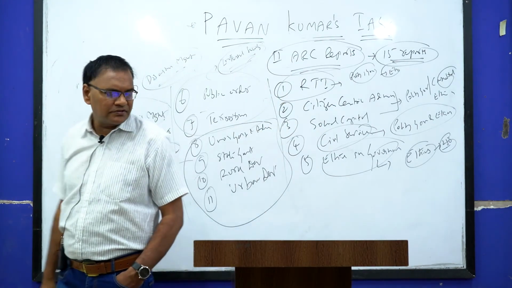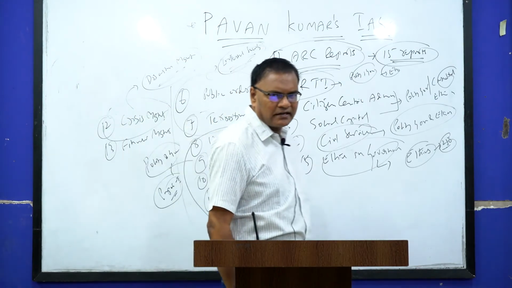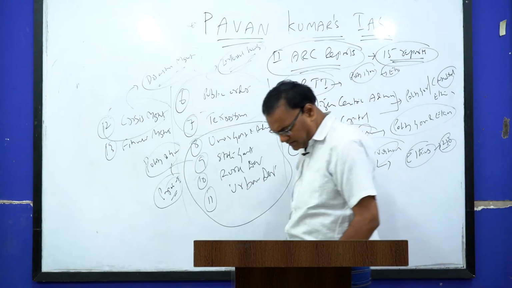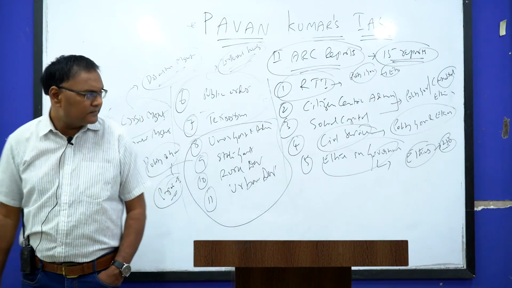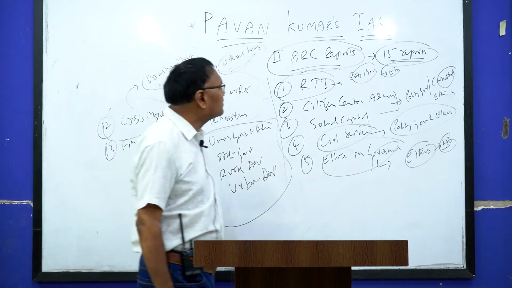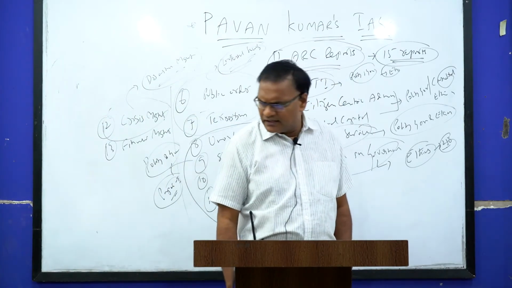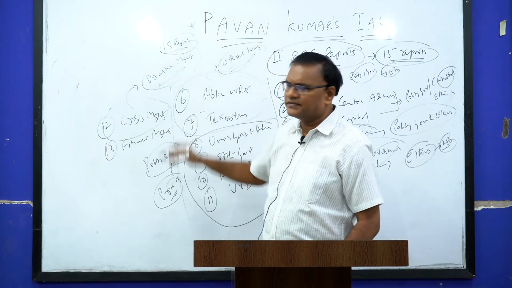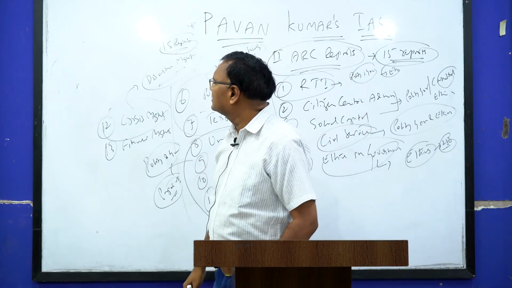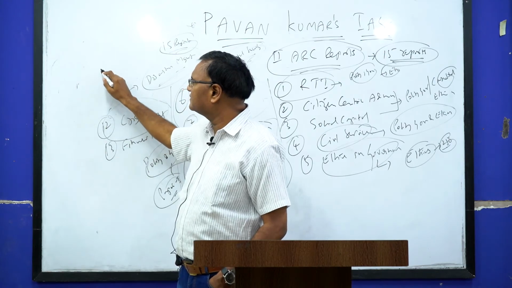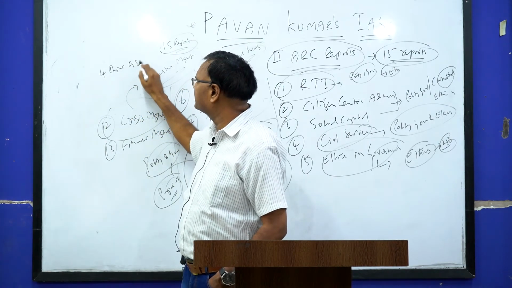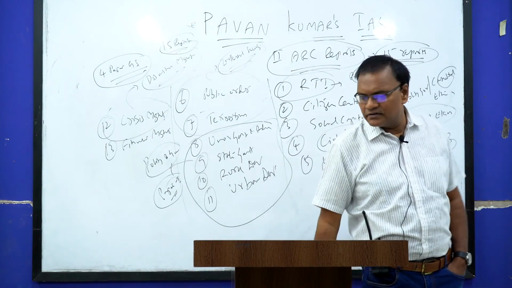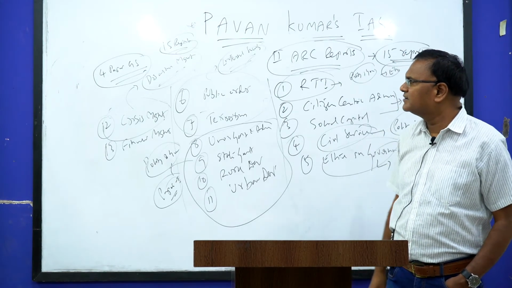So what you must remember here is that if you take all the 4 papers of general studies in your main examination, what UPSC has done is it has taken 15 reports of second ARC and converted these 15 reports into 4 papers of your general studies. It has divided these 15 reports into your 4 papers of general studies.